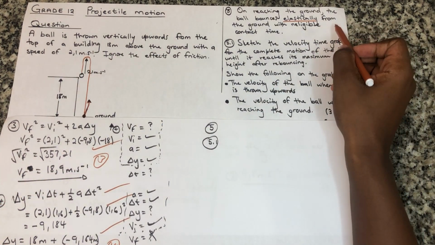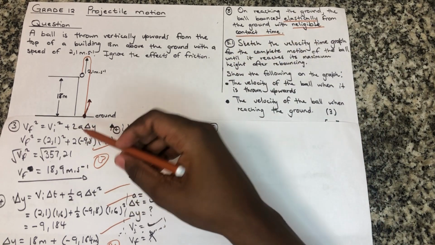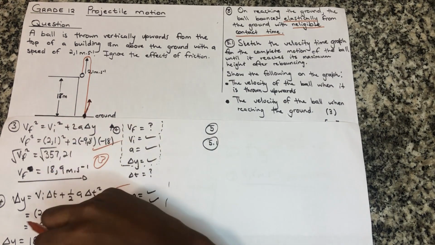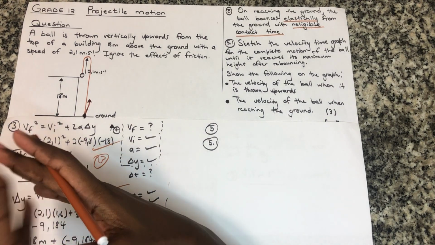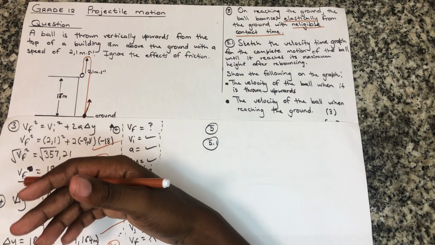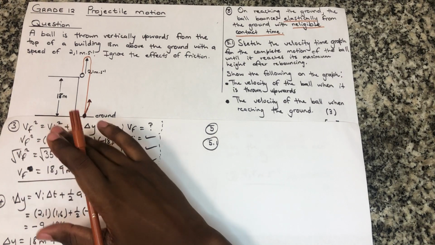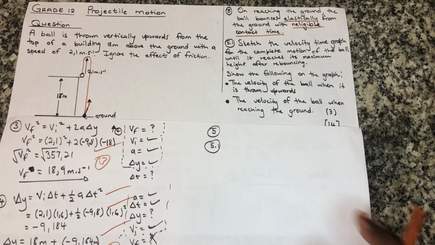All right, so from the ground with negligible contact time. Negligible contact time means that the contact time between the ball and the ground when it was bouncing off the ground was very short, to the extent that you can't even include it in our calculations. We can't even consider it. Maybe it was 0,00001. That's still 0.